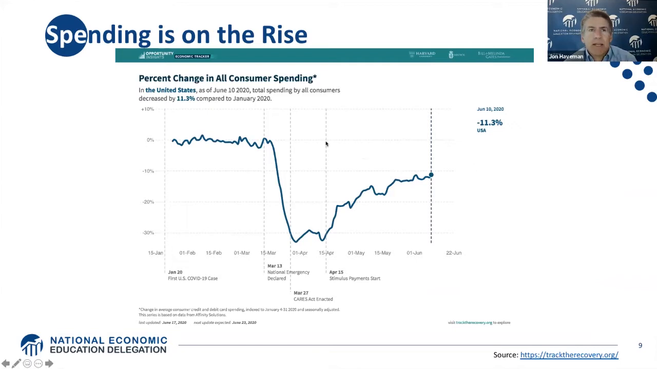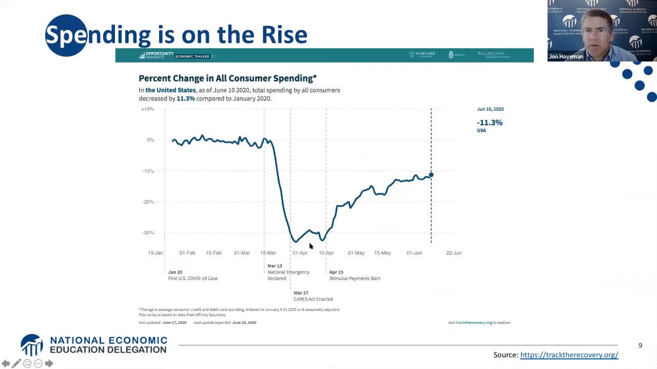So this graph here is zero, and this is January 20. It's going through January, February, and into March. Consumer spending was relatively constant. And then this actually started before we went into shelter in place. People stopped spending money, stopped going out. Then we had shelter in place orders, and consumer spending went down by more than 30%, by about a third.